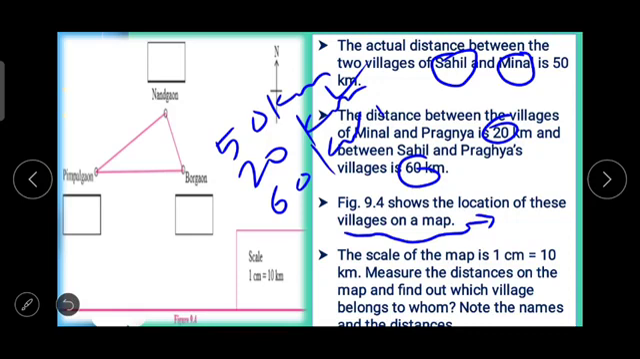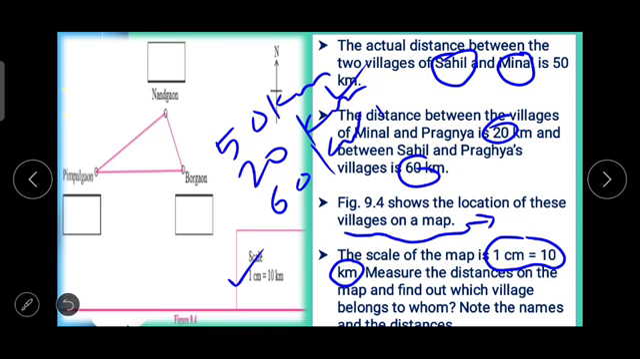So the scale of the map is 1 centimeter is equal to 10 kilometer. Again I am repeating, the scale of the map, it is also given here, 1 centimeter is equal to 10 kilometer.